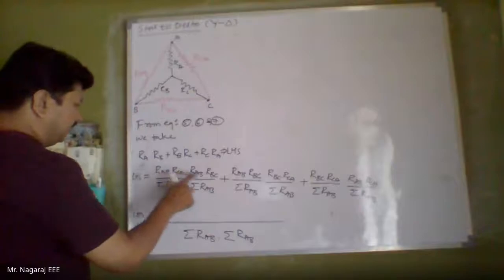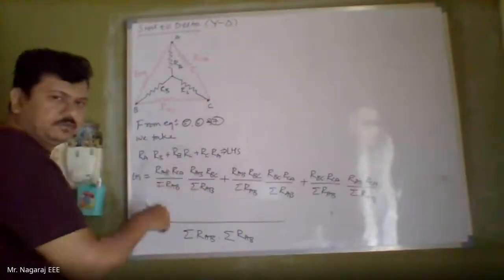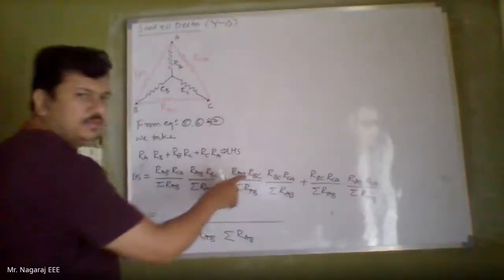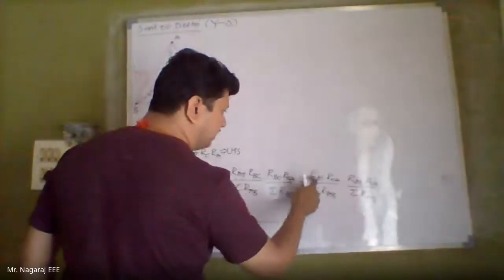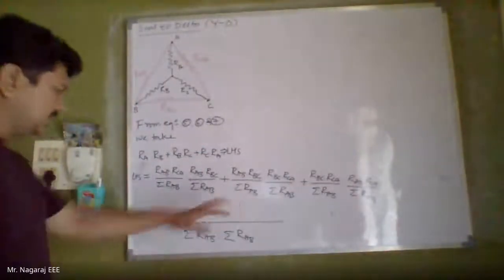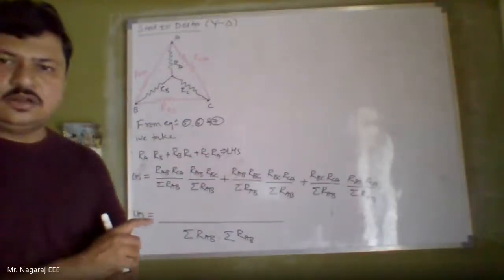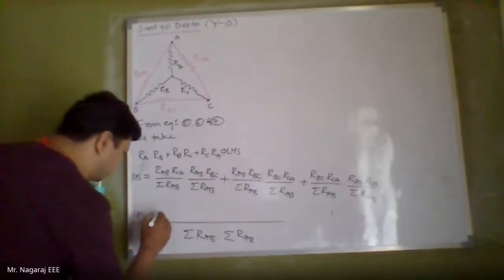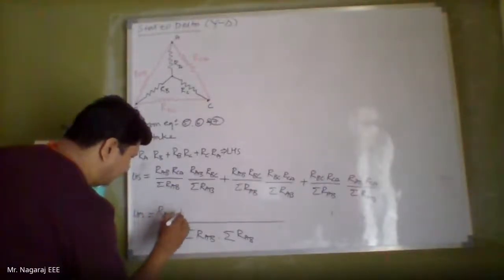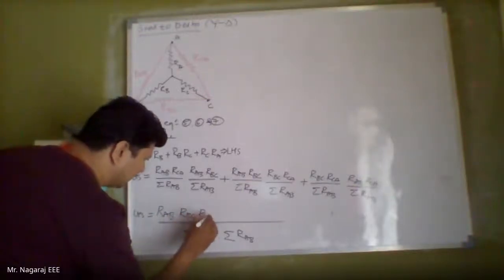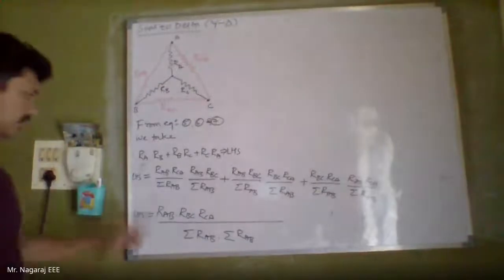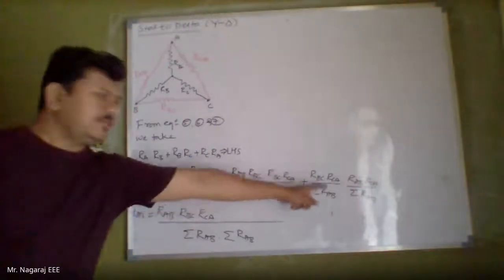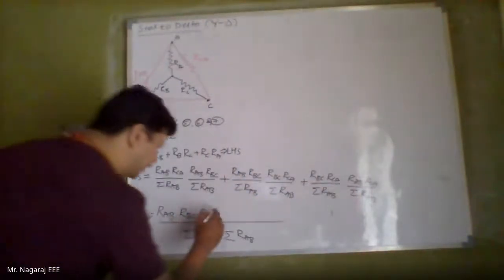I have RAB, RBC, RCA in the first term, in the second term also, and in the third term also. So RAB, RBC, RCA is common in all the three terms in the numerator. I will take it as a common factor outside the bracket.